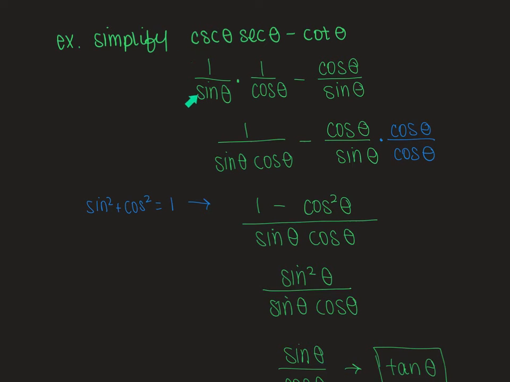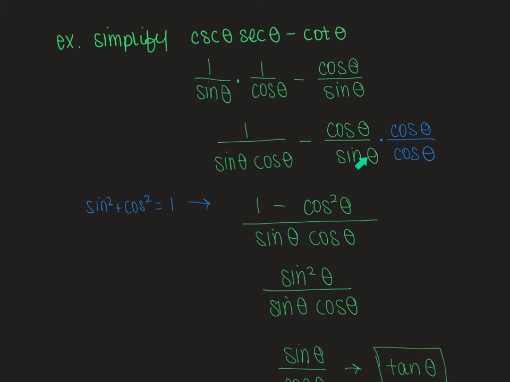So cosecant is 1 over sine. Then we have secant. Secant's 1 over cosine. We can also rewrite cotangent. Cotangent's cosine over sine. So those are just ways that we could rewrite those three functions. So when you do rewrite them, now we have our first fraction minus our second.